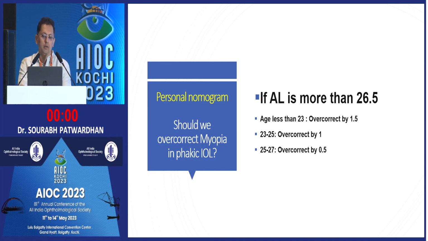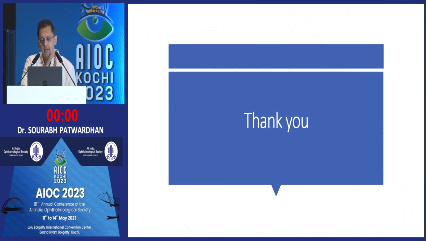algorithm where less than 23, I overcorrect by 1.5, 23 to 26, by 1, and then by 0.5. So this is my personal nomogram which I use. You can try it and it will be useful.